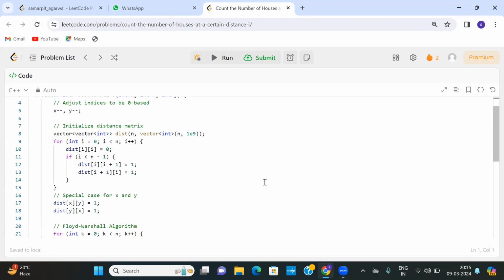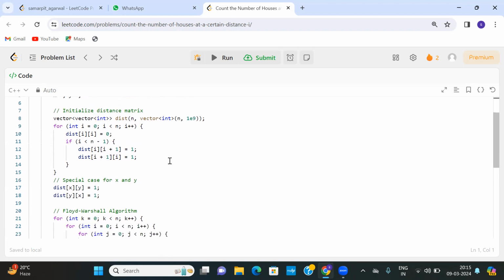Now, in the question, it is clearly mentioned there are streets connecting i to i plus 1. So there is a single street which connects 1 to 2. So distance at the index of i, i plus 1 will be equal to 1, because there is a street connecting them, and distance at the index of i plus 1, i will also be 1. So that is why we have updated these values as well.